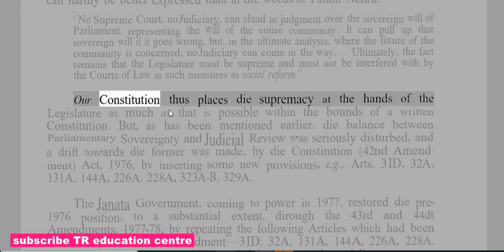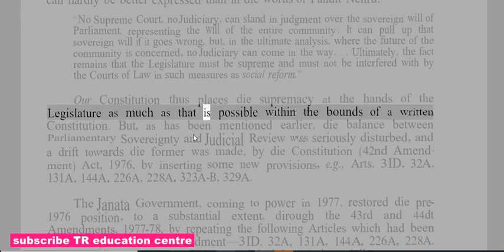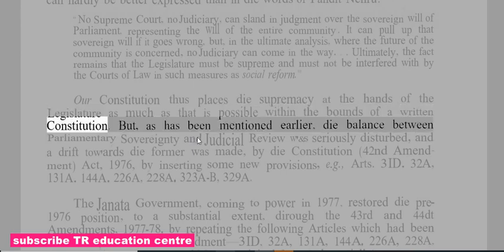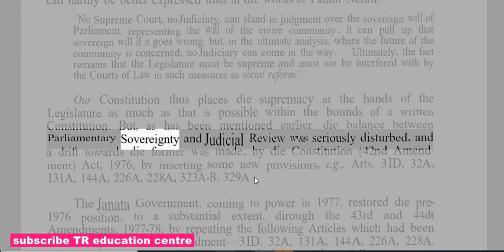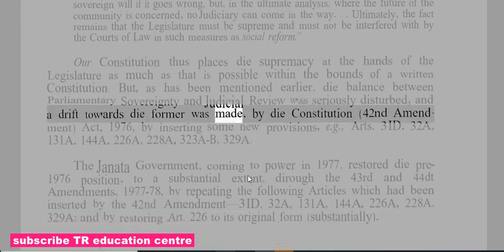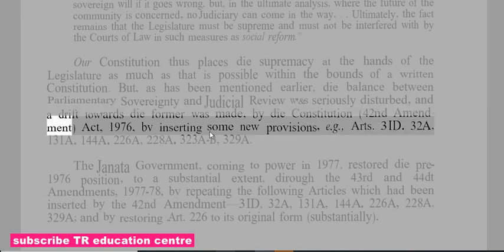Our Constitution thus places the supremacy in the hands of the legislature as much as is possible within the bounds of a written constitution. But, as has been mentioned earlier, the balance between parliamentary sovereignty and judicial review was seriously disturbed, and a drift towards the former was made by the Constitution 42nd Amendment Act, 1976, by inserting some new provisions, e.g., Arts.